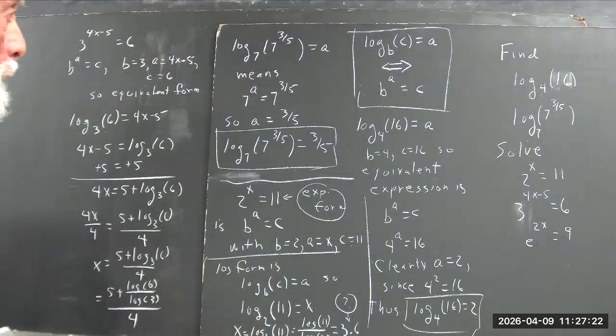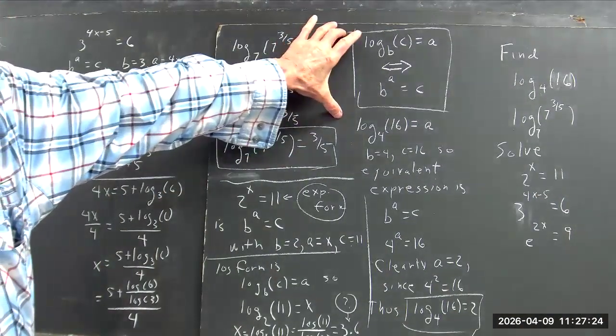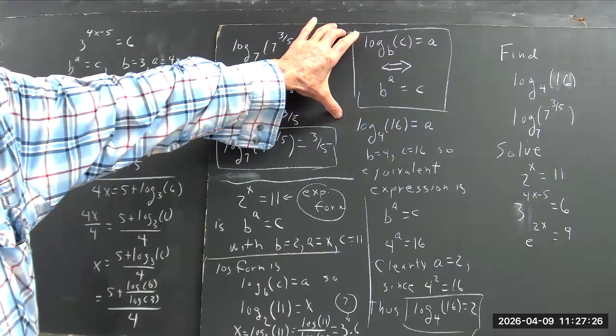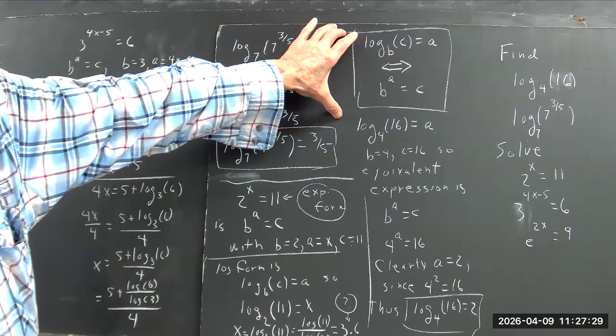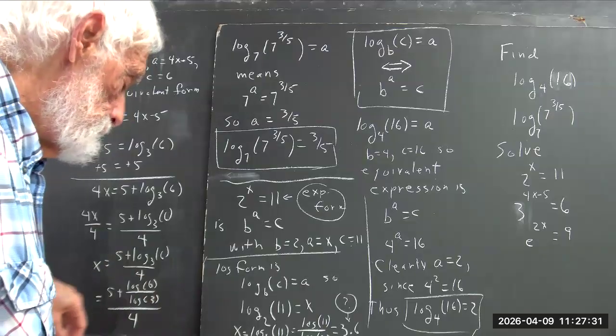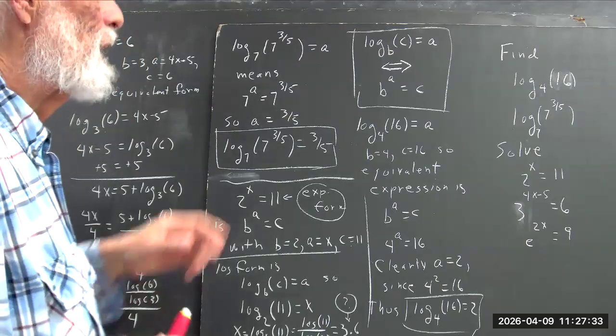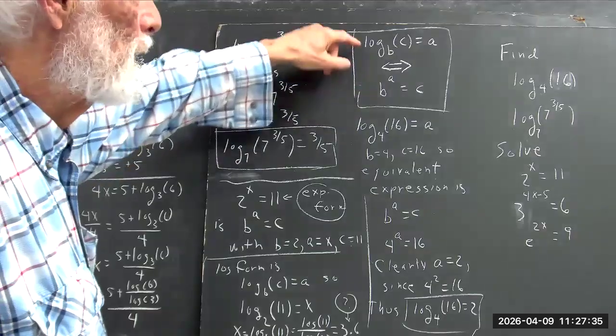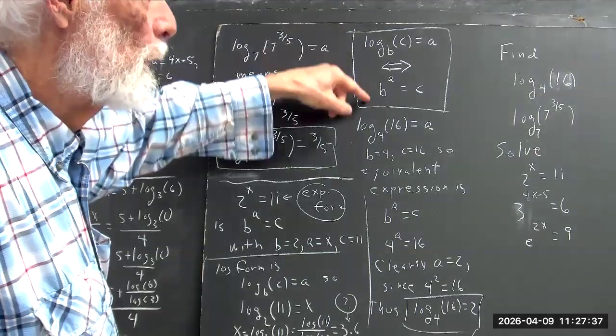The idea is simply, if you don't know what to do, always go back to this form, this equivalence. It always works. It always works if you have an equation in this form or this form.